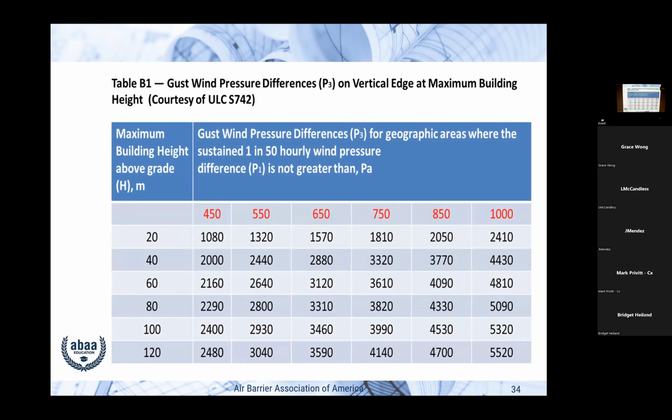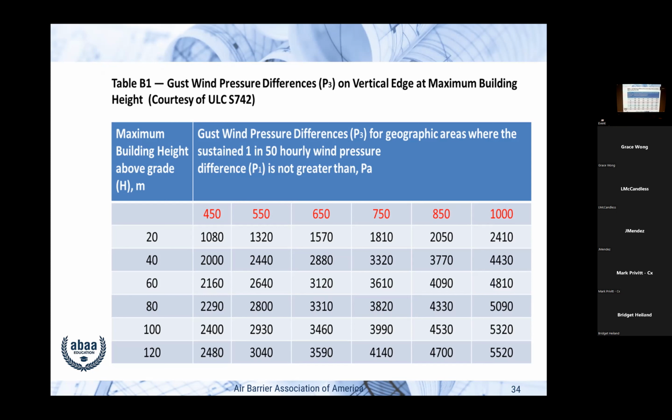And it's scary. But anyway, you do the 1 in 50 hour wind pressure, and depending on where you are in the United States, you'll pick one. I go to Boston because it happens to be the highest, 1,000 pascals. That's at 3 stories, like 20 meters. There's about 3 feet to a meter, 39 inches. So let's say 60 feet off the ground, you have a pressure difference at the top of the building of 2,410. Okay.